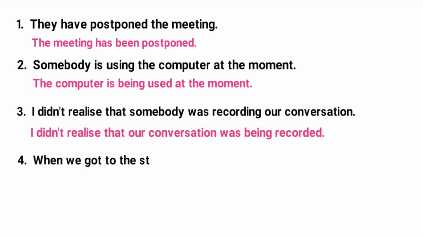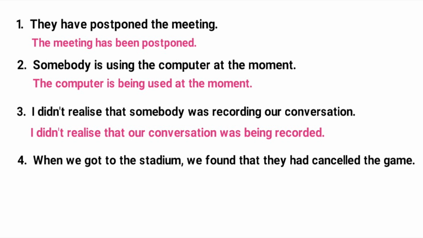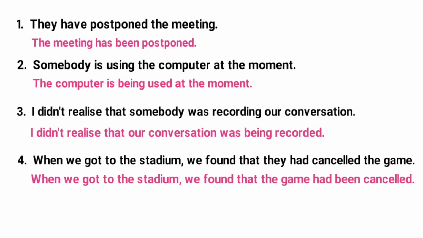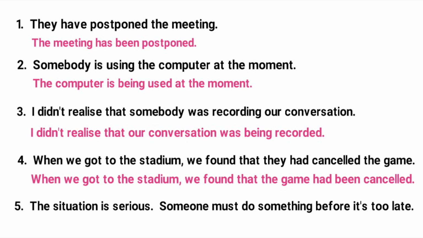Number 4. When we got to the stadium, we found that they had cancelled the game. When we got to the stadium, we found that the game had been cancelled. Here we are using the past perfect passive form, and the form is had plus been plus the past participle. We use the passive, you know why, because we don't know who has cancelled the game, and it is not important. The importance is the game is not on. It has been cancelled. Finally, number 5, the situation is serious.